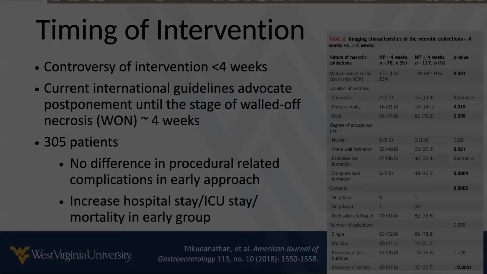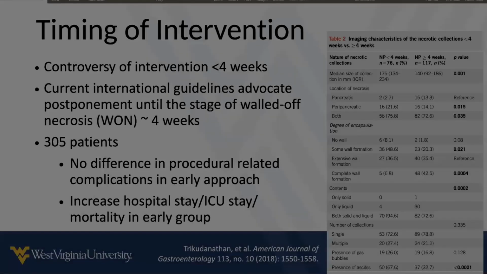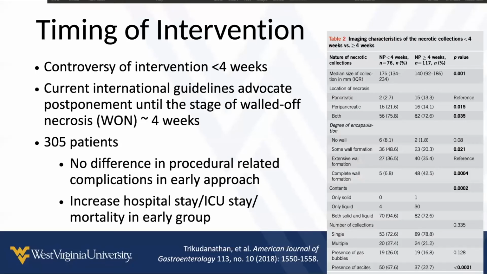Now, what about timing of intervention? Well, there's a lot of controversy as to when we should intervene on these patients. The international guidelines suggest postponing intervention until at least approximately 4 weeks. This study done by the Minnesota group demonstrated that in those patients who were intervened on early, less than 4 weeks, there was no difference in procedure-related complications in this early approach. Now, there was some increased hospital stay and ICU stay, but this by nature was likely related to these patients being sicker, which required an earlier intervention.